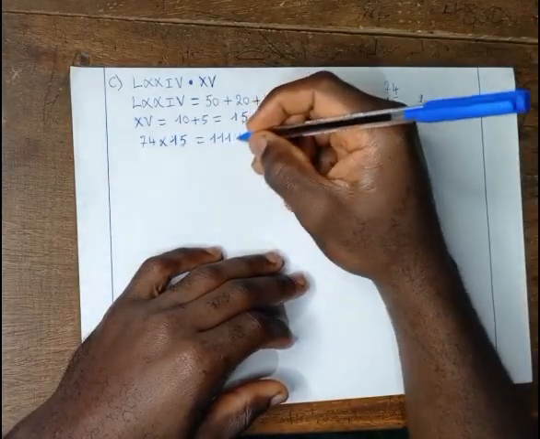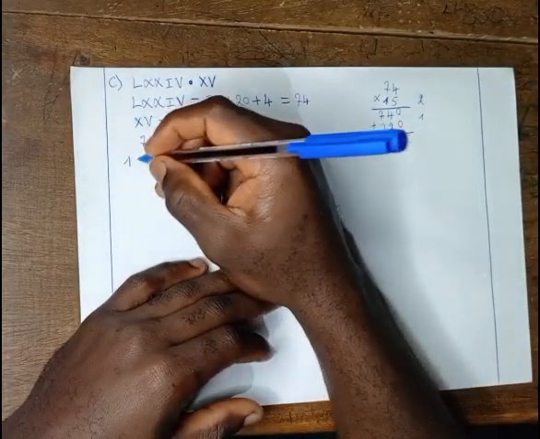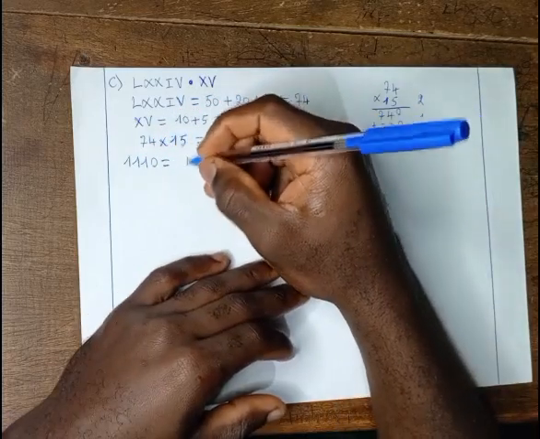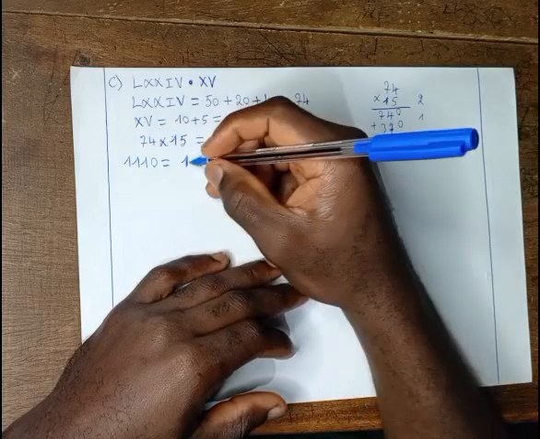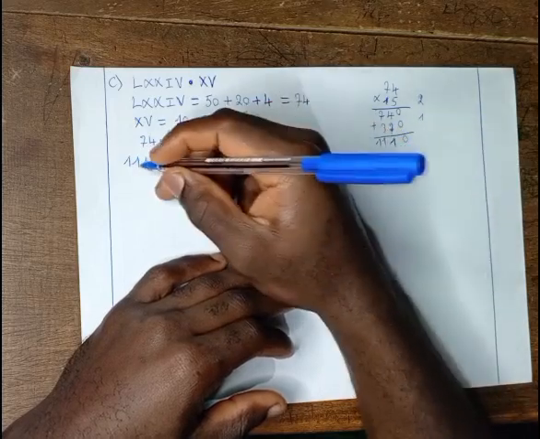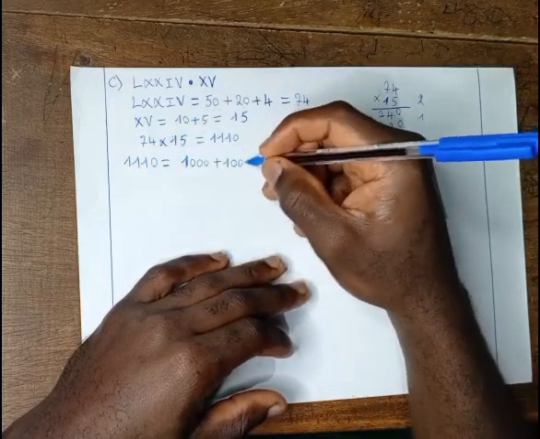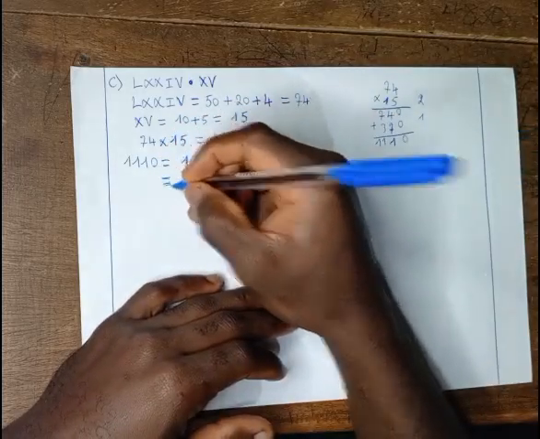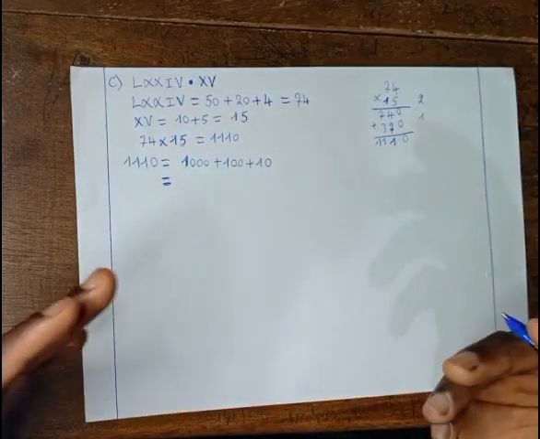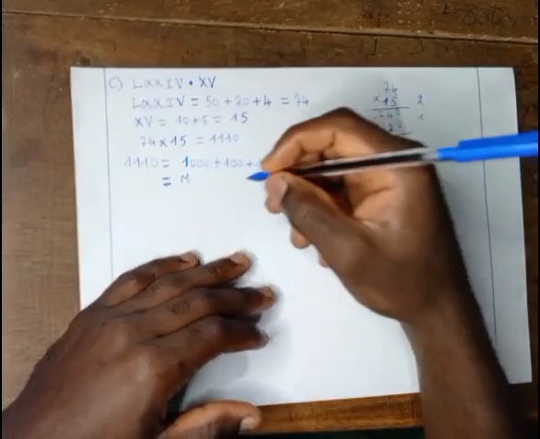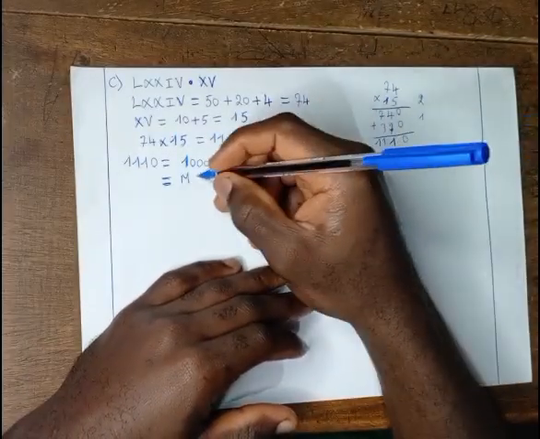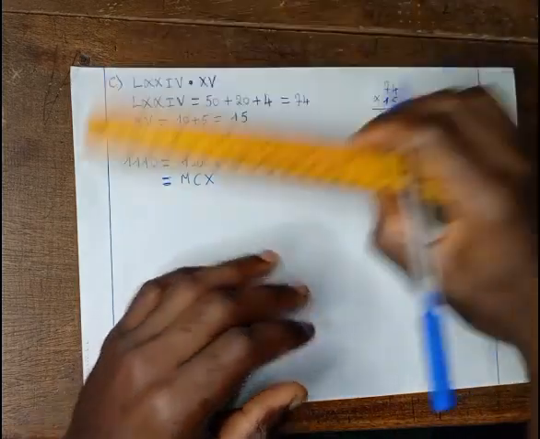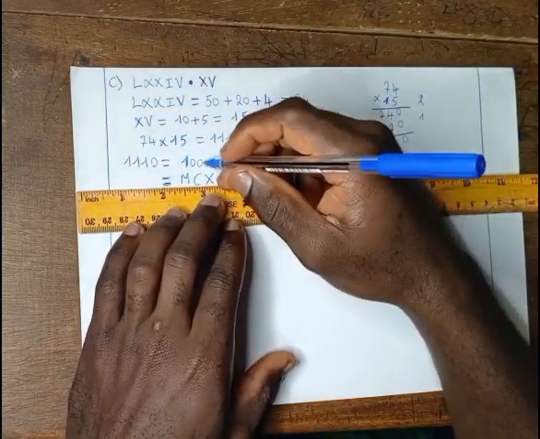So this will simply give us a result of 1110. Next we have to convert the result 1110 to Roman numerals. This one has a value of 1000, plus the second one has a value of 100, plus the next which has a value of 10. We know the Romans represented 1000 by making use of an M, they represented 100 by making use of a C, and 10 by making use of an X. So this will simply give us MCX.